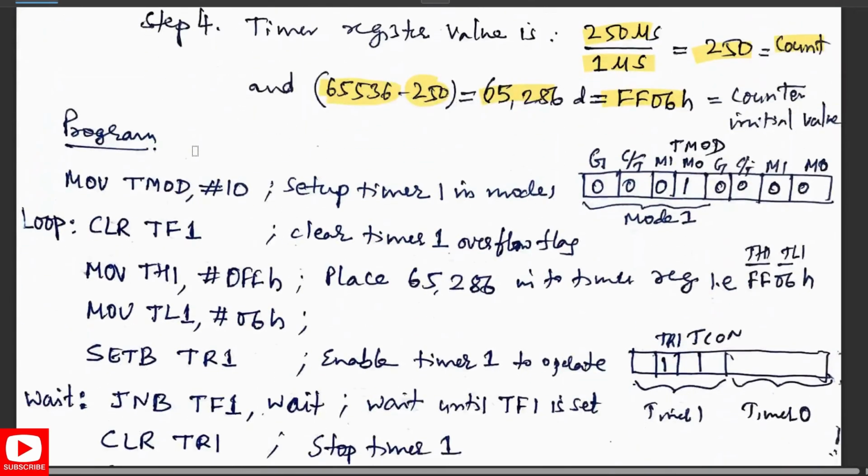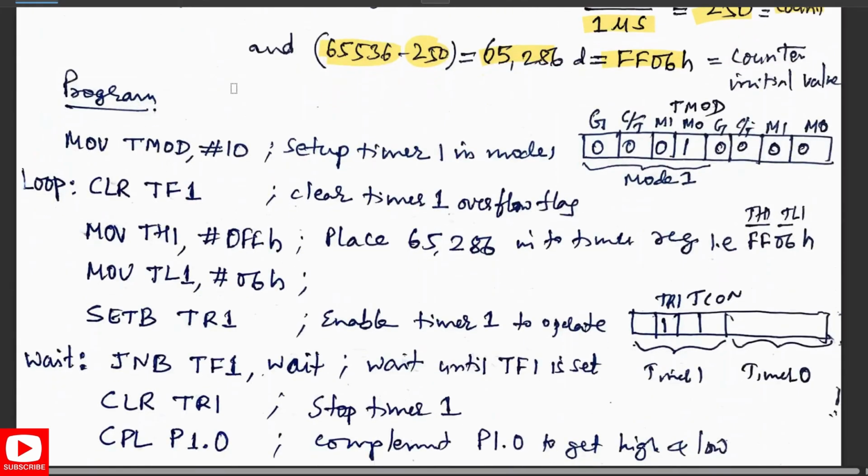So writing a program for that, firstly, set up the timer in mode 1. This is my first step. Second thing, clear the overflow flag and start a loop. Then place 65286 in the timer register, that is FF06H. Then move 06H to TL1, and FFH to TH1. Then set TR1, that is, enable timer 1 to operate.